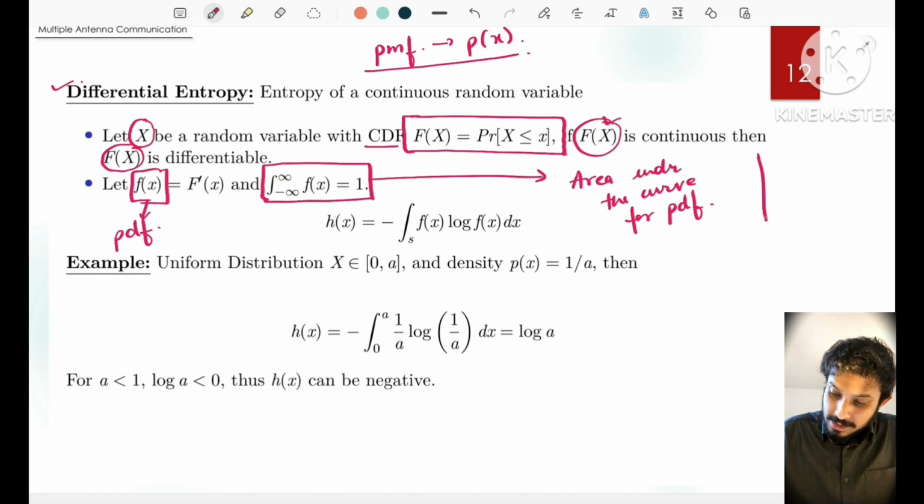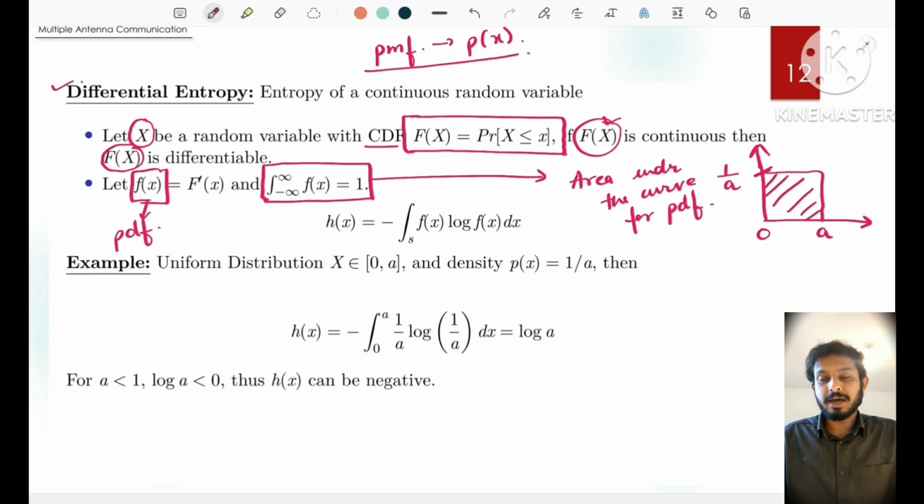What we mean by this is, let's say if we have this distribution between 0 and A, this is uniform distribution, and the area under the curve will always be equal to 1. So this value will be equal to 1 by A.